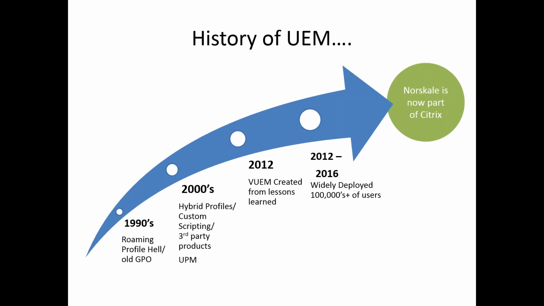It got a little better in the 2000s. You want to talk about that time frame? 2000s were a little bit more stable. I wouldn't say they were better. We started introducing the hybrid profiles. A lot of custom scripting was coming out, whether it was command prompt or VB script, since that was becoming more widespread at the time. Third-party products really started to come about and try and help this area of technology. And UPM also came into effect.